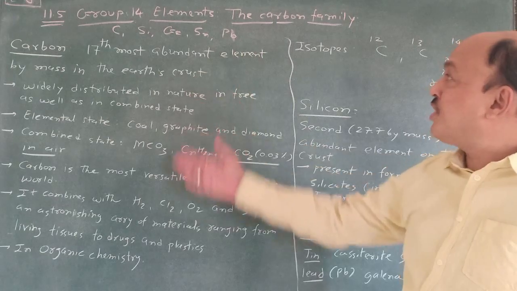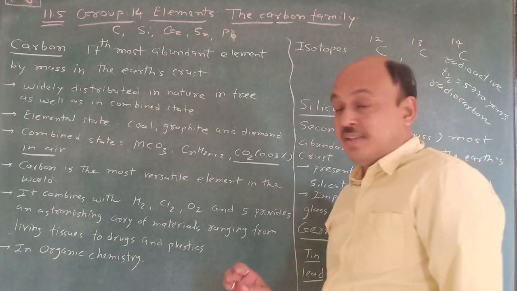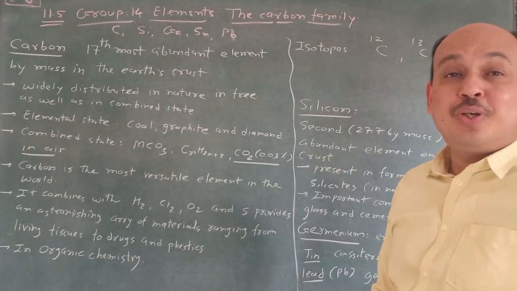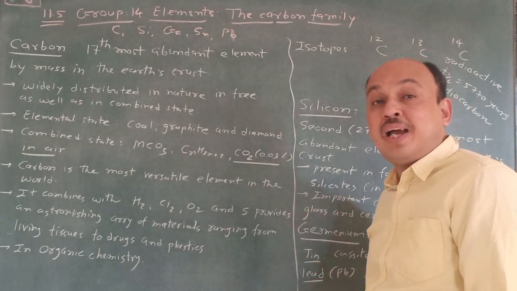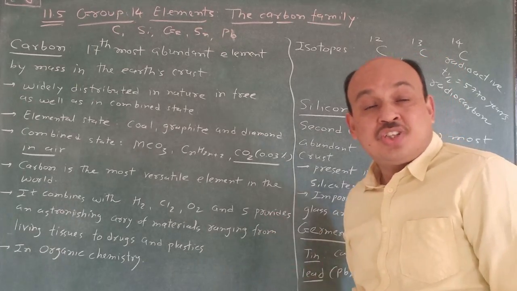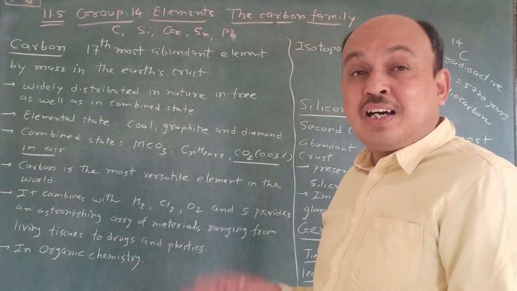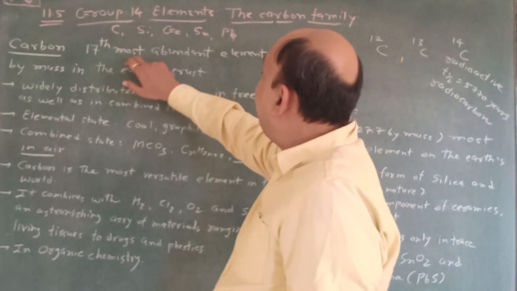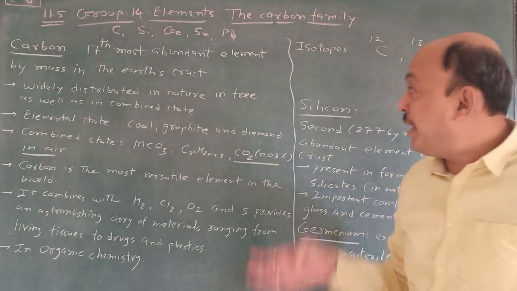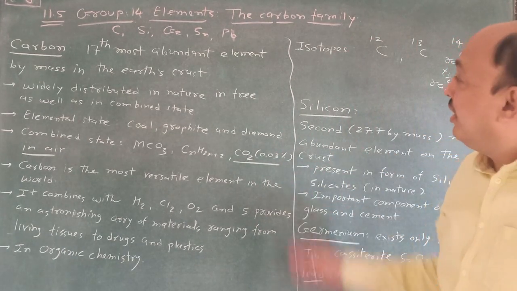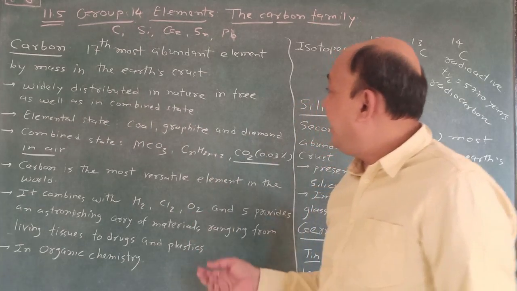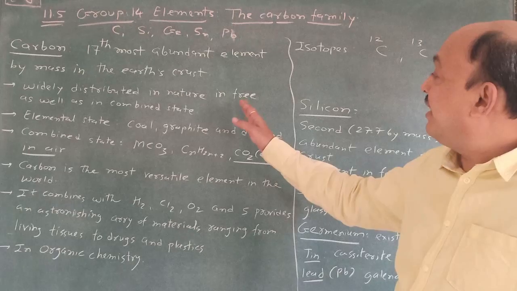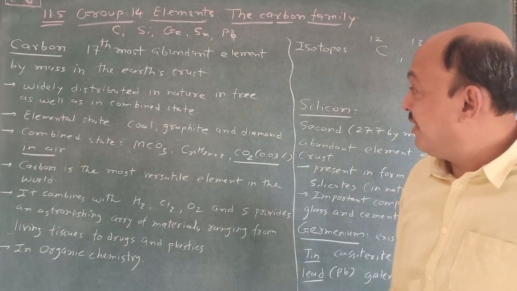And the first member of this group 14 elements is carbon. So here it is very interesting. Carbon is very useful. You already learned in chapters 12 and 13 that organic chemistry deals with carbon, so you know many compounds. This carbon is the 17th most abundant element by mass in Earth's crust, widely distributed in nature in free as well as in combined state.